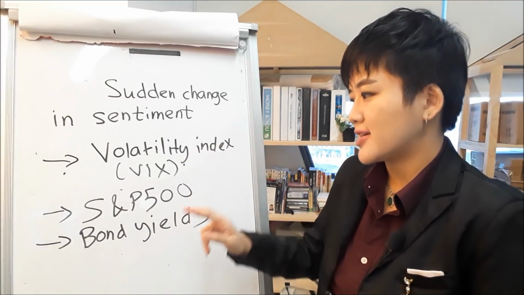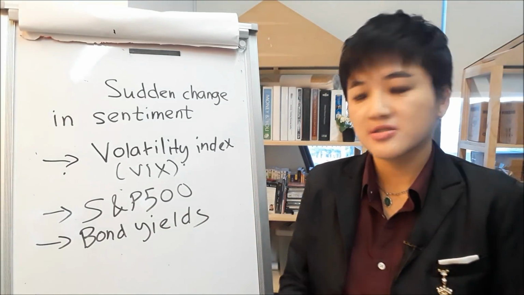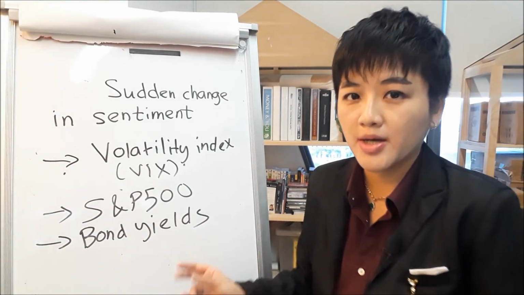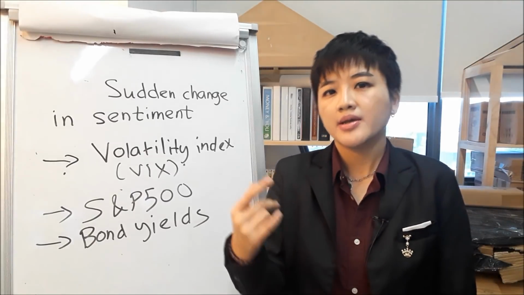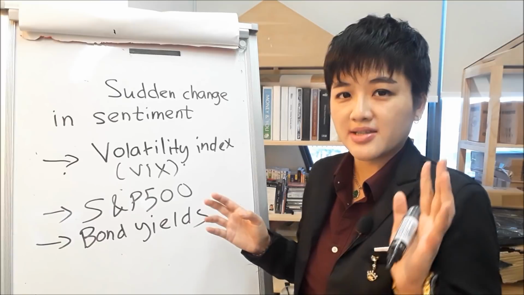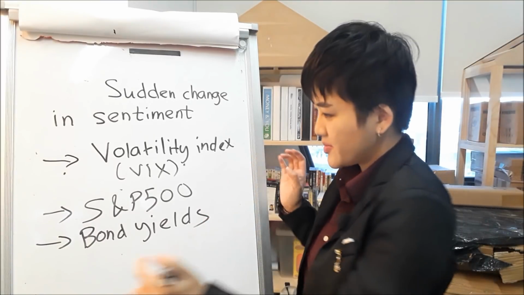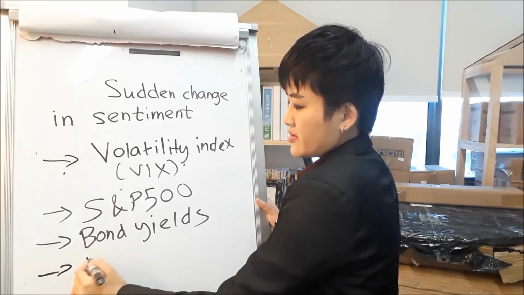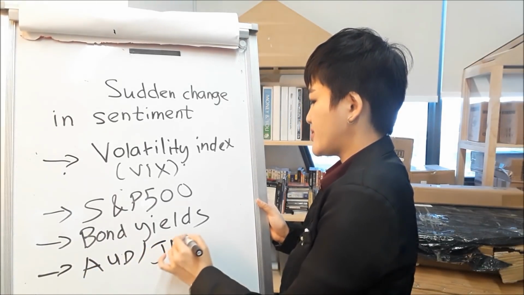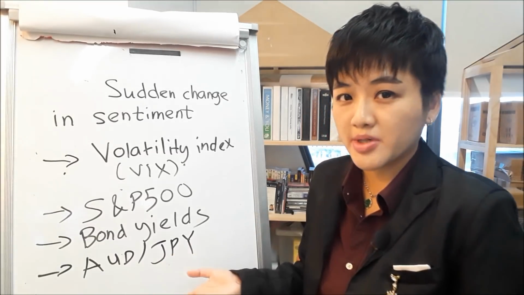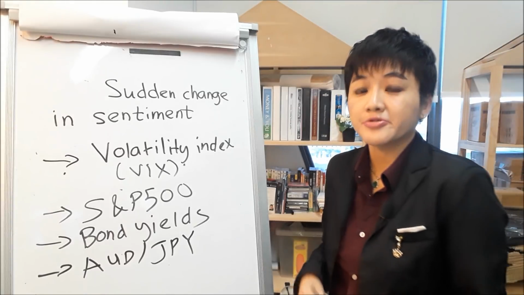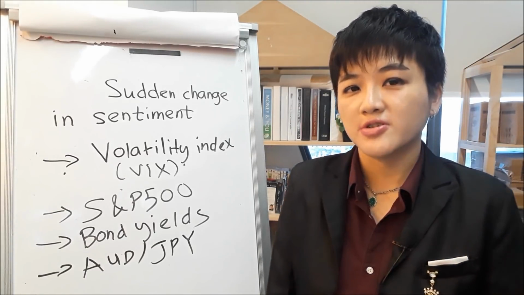But what is a leading indicator of the S&P 500? It is bond yields. Bond yields can tell you a lot about when a recession is going to come and when it is going to recover. And even certain currency pairs can give you an idea about the current sentiment. For example, you take your commodity currencies and pair them with a safe haven currency, like the Aussie against the yen, and it can tell you a lot about the current sentiment if you know how to read it. Like I said, that's for another video.